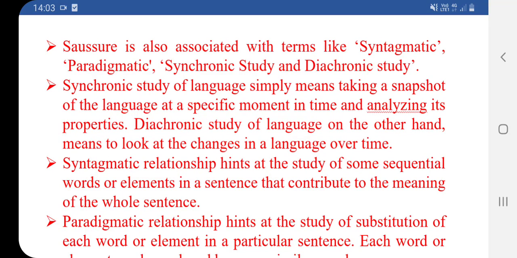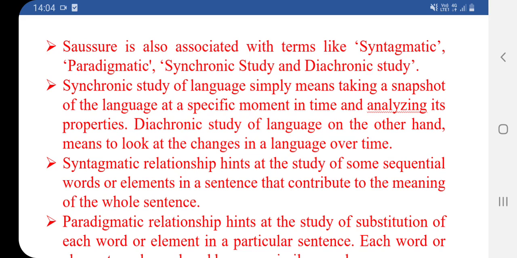Hello everyone. In this video I'm going to discuss the rest of the terms of Saussure, and then we will discuss Levi Strauss and move on to Barthes. In the previous video I discussed the specific terms of Saussure like sign, signifier and signified. In this video we are going to discuss syntagmatic, paradigmatic, synchronic study and diachronic study.